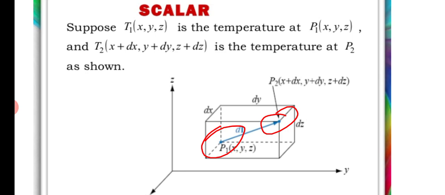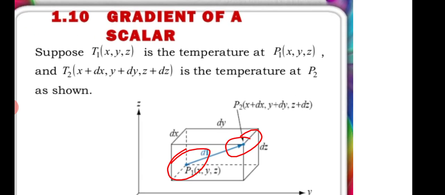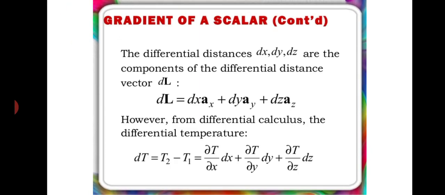Okay, so P2 is just an extension: x plus dx, y plus dy, z plus dz. Hence we have defined the dl, the differential distance. This differential distance dx is nothing but x plus dx minus x. Similarly for y and similarly for z. So this defines a dl vector, the differential distance vector dl.